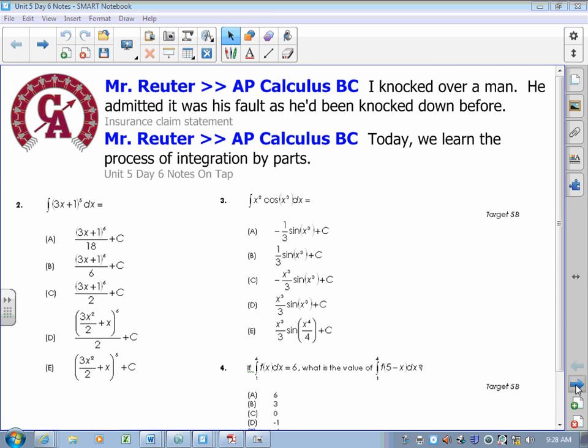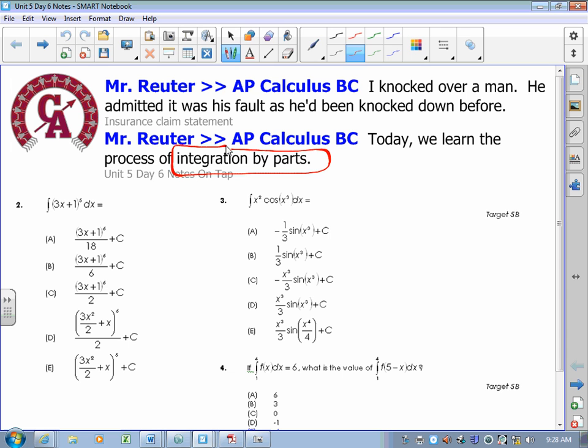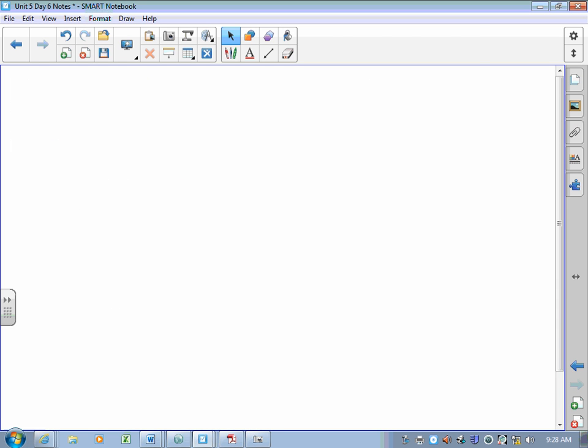Good for you. On today's show, what we want to do is reverse the product rule using a process called integration by parts. We want to reverse the product rule. Yesterday's lesson reversed the chain rule. Today's lesson reverses the product rule, and we do so in the following way.